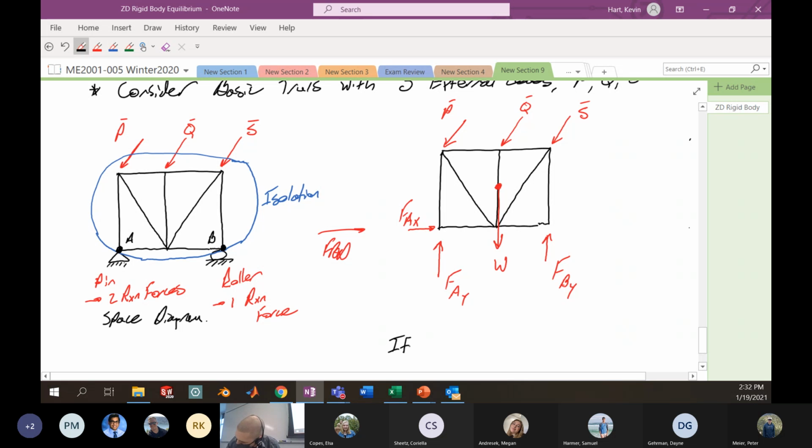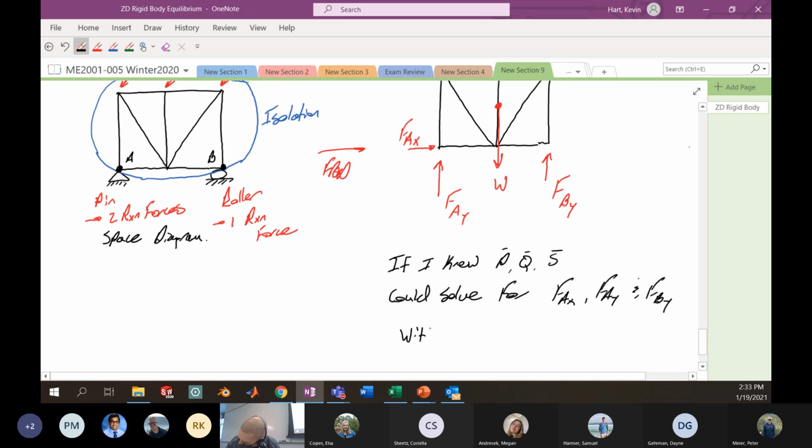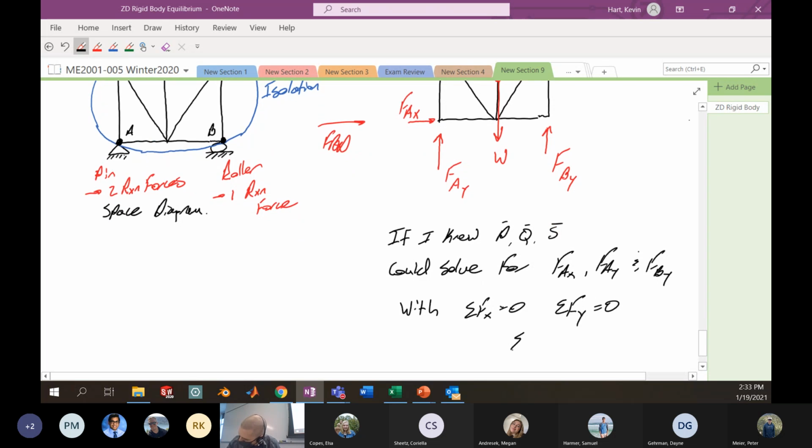if I knew P, Q, and S, I could solve for FAX, FAY, and FBY with sum of the forces in X equals 0, sum of the forces in Y equals 0, and sum of the moments in Z equals 0. I have 3 equations and 3 unknowns.